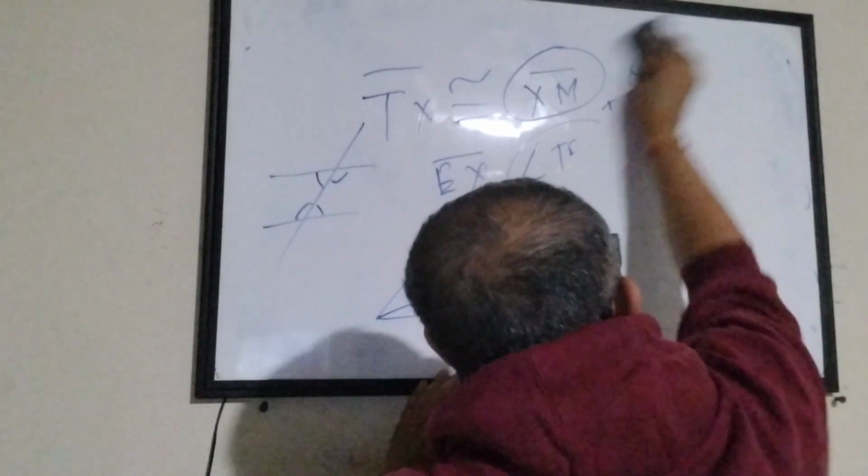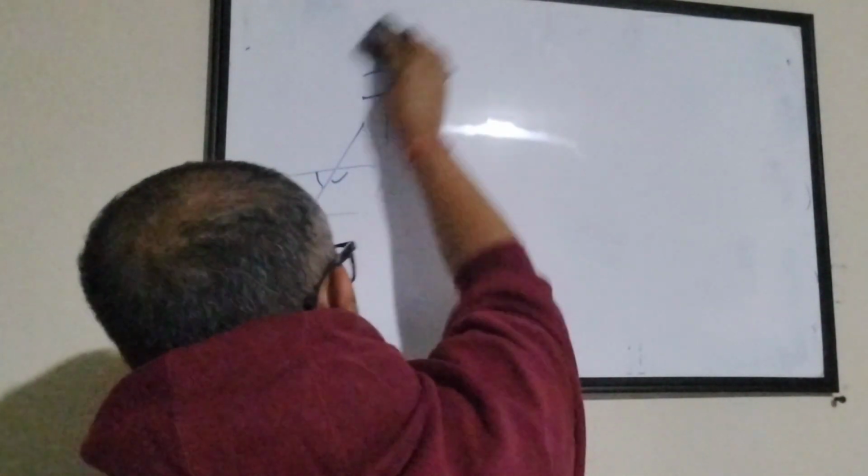So we saw the area of a rectangle, area of a right angle triangle basically, not area of a triangle.